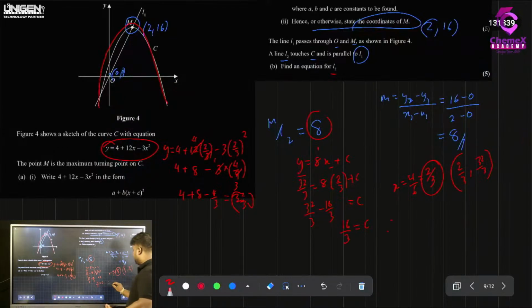So what's the equation of L2? Y equals what? 8x plus 16 over 3.